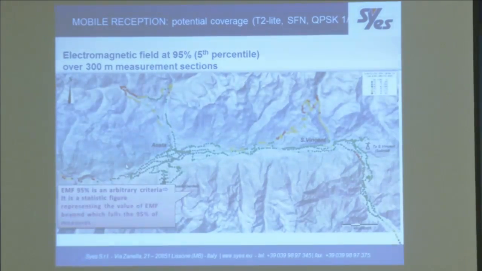This is a slide showing the electromagnetic field, the 95%. That means that in this area, with this field strength that is not visible now, they are falling in the 95% of the measurement. So in all this area the measurement has been made for base and light, especially for light, in order to see which is the coverage and which is the signal quality inside this area.